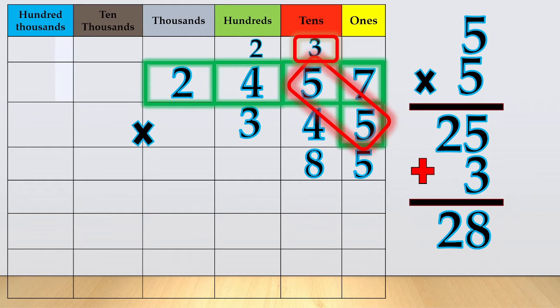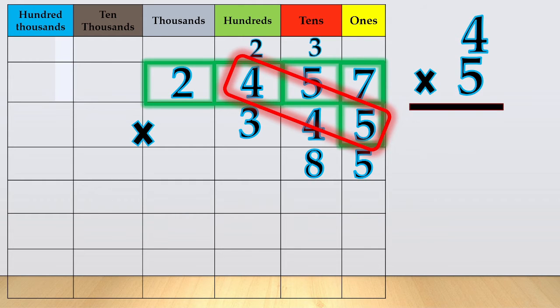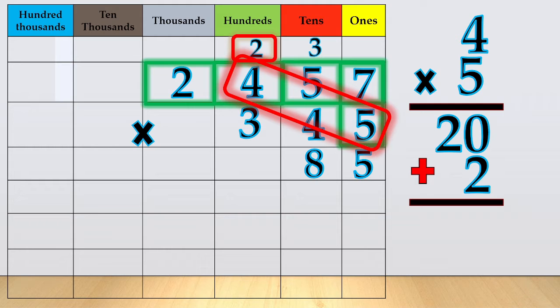Now, multiply 4 times 5. 4 times 5 is equal to 20. Add the 2 that we have carried over. So, 20 plus 2 is equal to 22. So, we need to regroup. 2 will be carried over in the thousands place column above 2 and 2 under the hundreds place column.